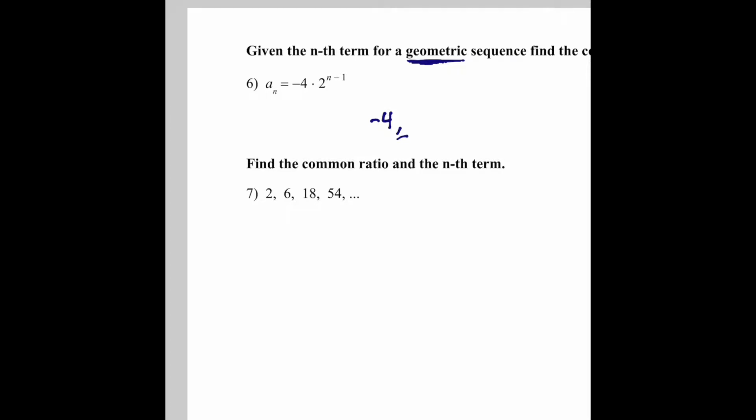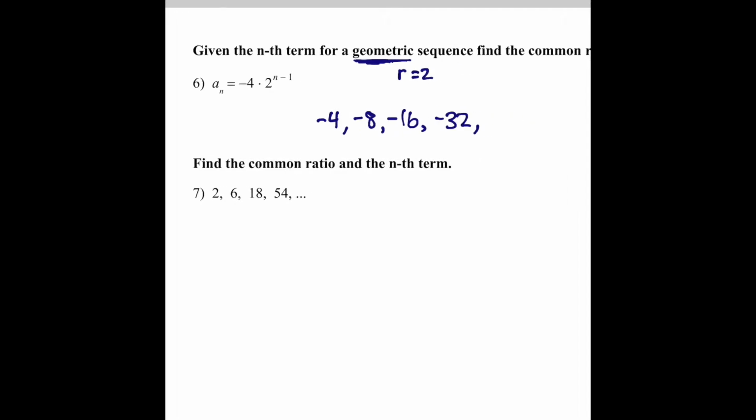So we know our first term is -4, and the common ratio was 2. So we're just multiplying by 2 every time. So -4 times 2 is -8. -8 times 2 is -16. -32. -64. Does that make sense? Yeah.